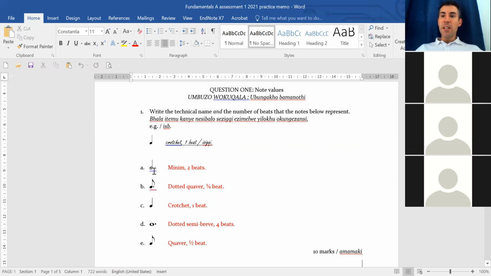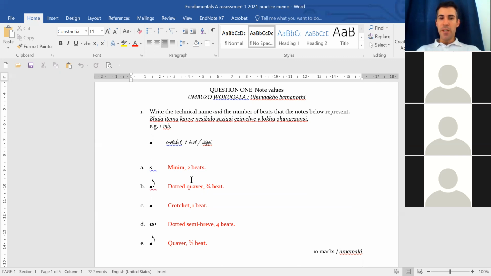So our first note over here, we can see, is the open note with a stem. And we know that that one is called a minim, and it's worth 2. Now, the important thing about this is it's actually asking 2 things. It's asking, what is the technical name of the note? And how long is the note? So you must include both to get it right. Do you see that there are 1, 2, 3, 4, 5 examples, but there are 10 marks. That's 2 marks for each of these. So you'll get 1 mark for minim and 1 mark for 2 beats. You with me? Yes, sir. Don't forget to do both answers, because then you won't get both marks.